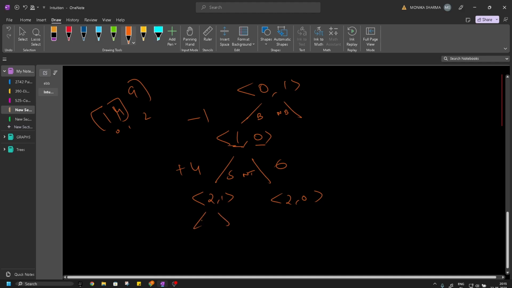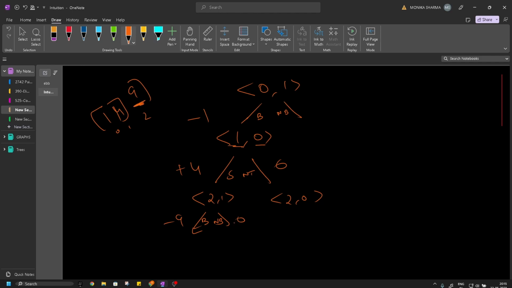Now again, I get 2 options, buy or not buy. If we were to buy, I get a -9, it took 9 cost to buy the stock. And if we don't buy, I get a 0. I didn't buy anything, I didn't spend anything, I didn't gain anything. So it's a 0.